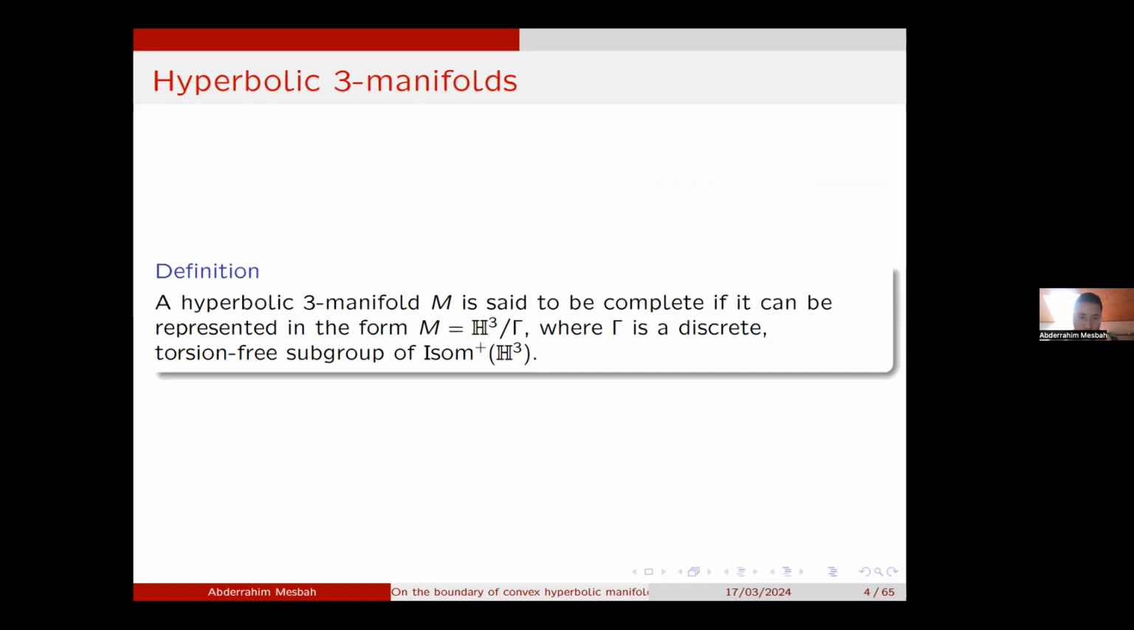And then we define a hyperbolic three-manifold. A complete hyperbolic manifold is defined to be the quotient of H3 by Gamma, for some Gamma which is a discrete torsion-free subgroup of PSL2C. So any complete hyperbolic three-dimensional manifold is the quotient of H3 by a discrete torsion-free subgroup of PSL2C, which is the isometry group of H3.